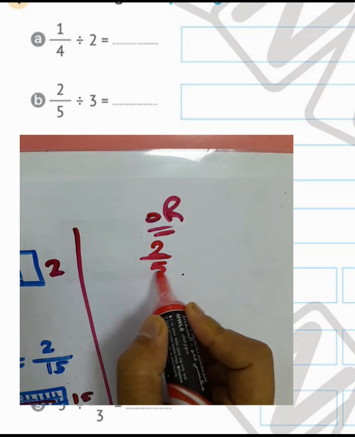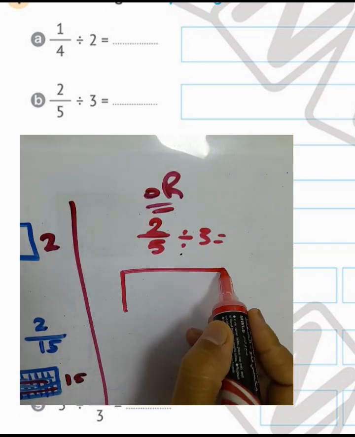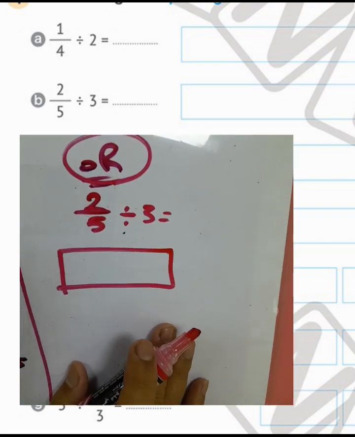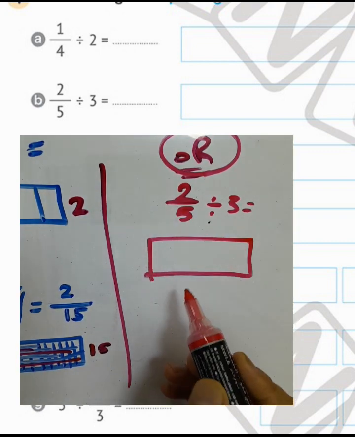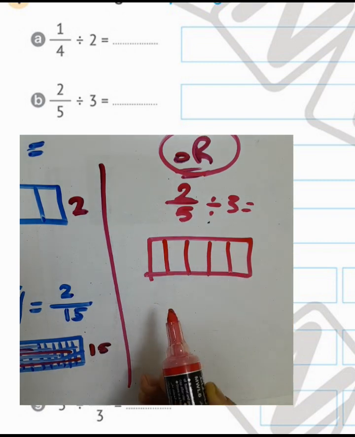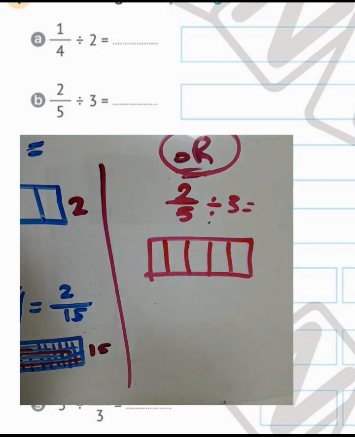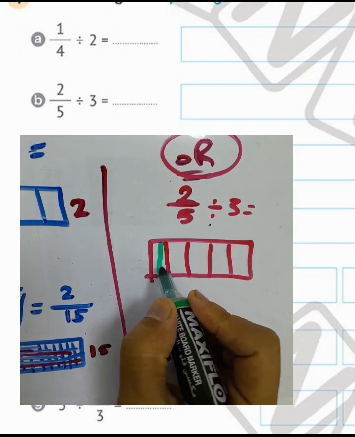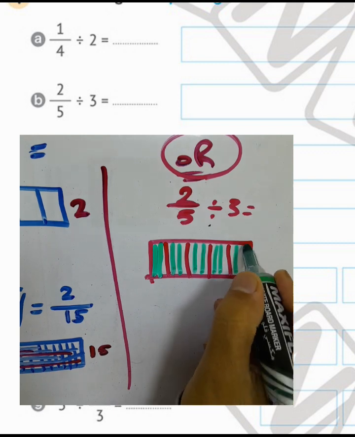Look with me at the second method. You can solve this example using one tape diagram. How? First step, draw one model. Okay, my students, pay attention to these steps. First step, I will draw one model divided into 5 parts: 1, 2, 3, 4, and 5. And each of the 5 parts divided into 3 parts: 1, 2, 3 for each part.